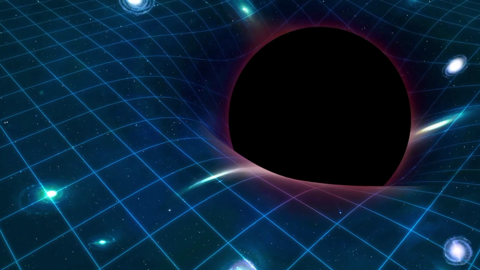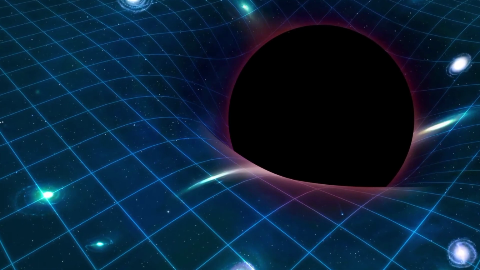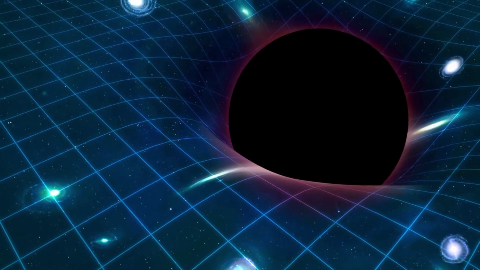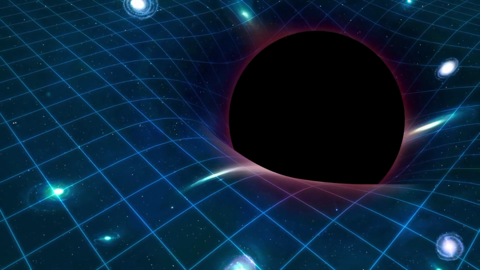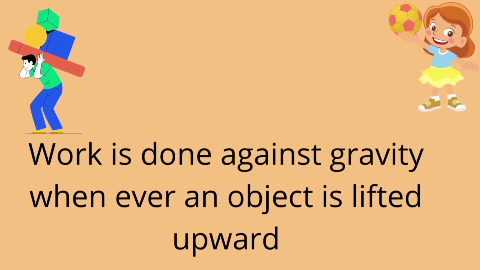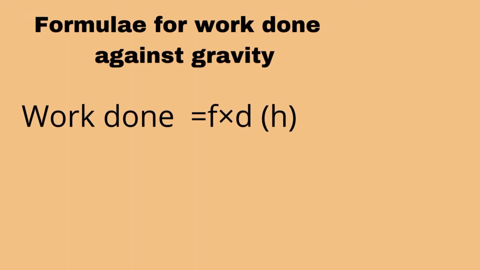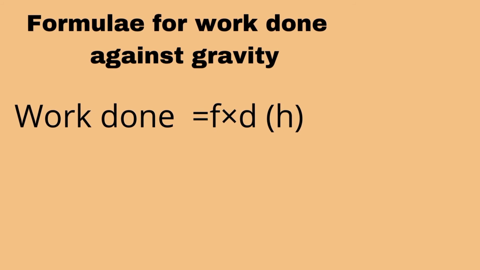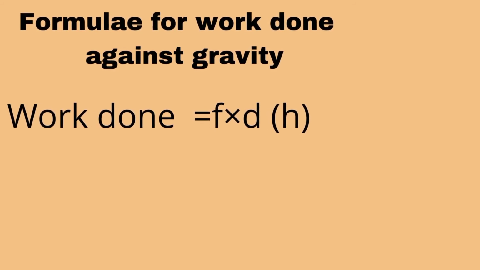The space that surrounds the earth within which the force exists is called a gravitational force field. Work is done against gravity whenever an object is lifted upwards. The formula for work done against gravity is force times distance, which would also be height.